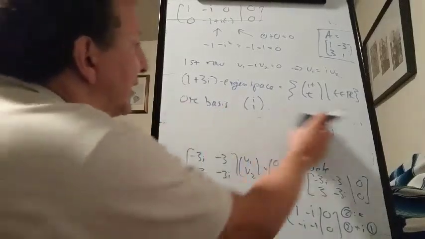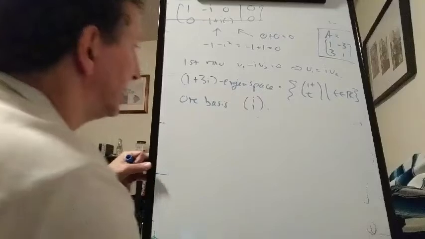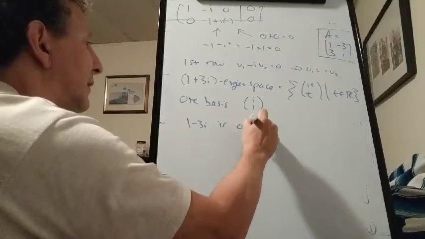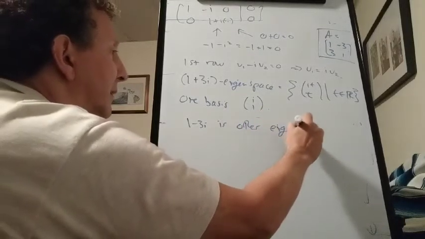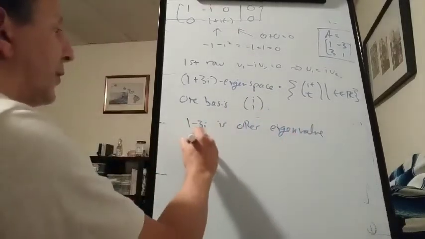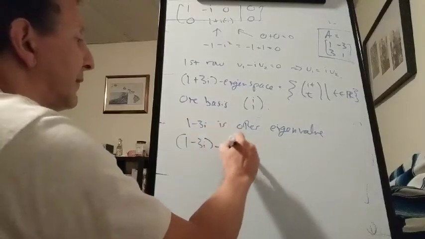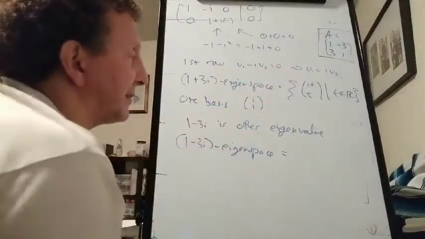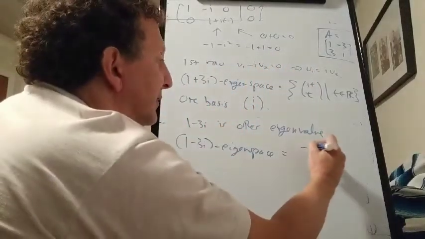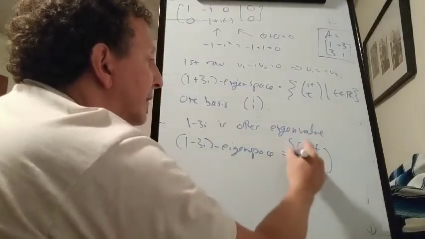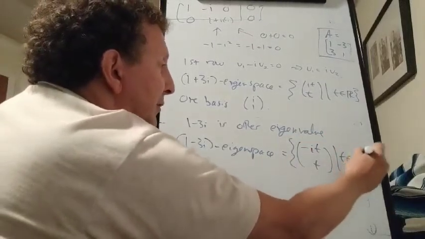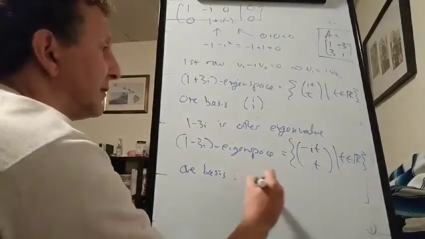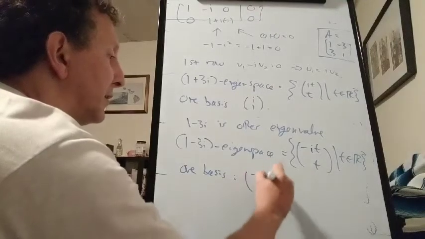Now 1 minus 3i is the other eigenvalue. And the 1 minus 3i eigenspace equals the same as this except we put a minus sign everywhere there's an i. So minus it, t, where t varies over all real numbers. So one basis is negative i, 1.